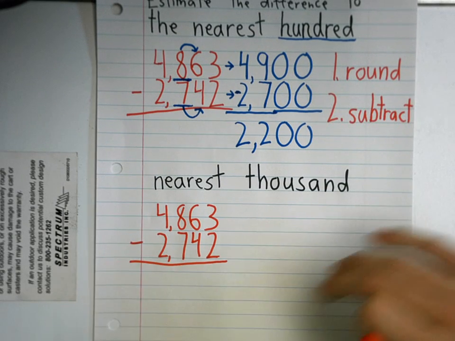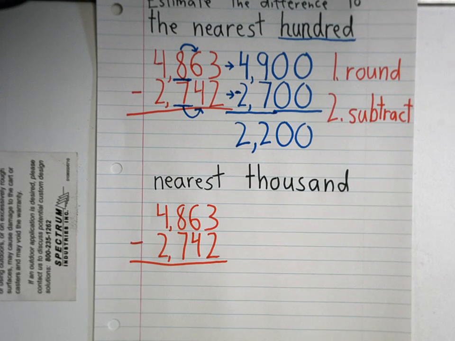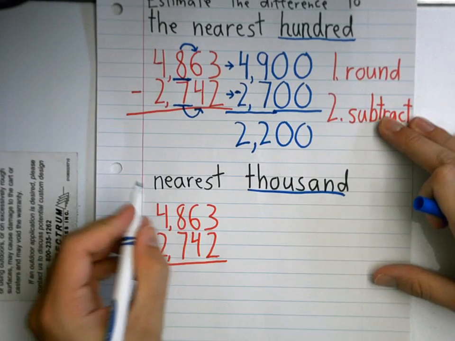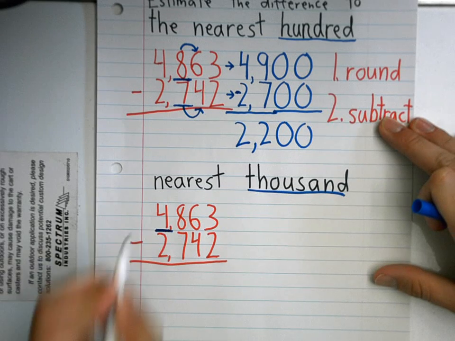Okay? What number should I underline in the top and bottom numbers? In the top number, which one should I underline? Andrew. Why? Yes, the nearest 1,000, and the 4 is in the thousands place.